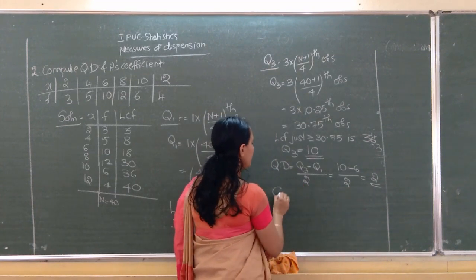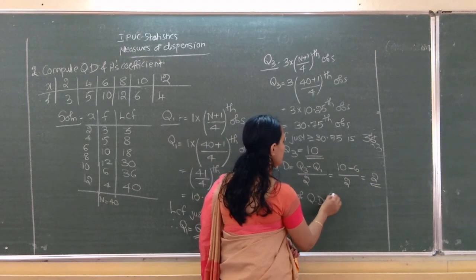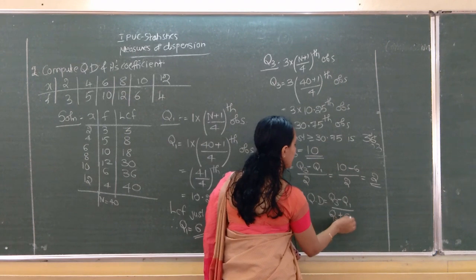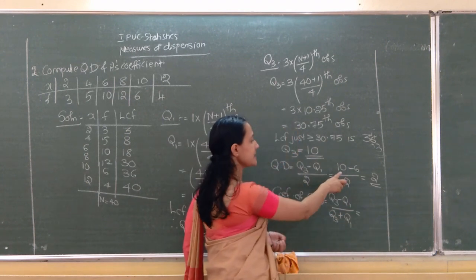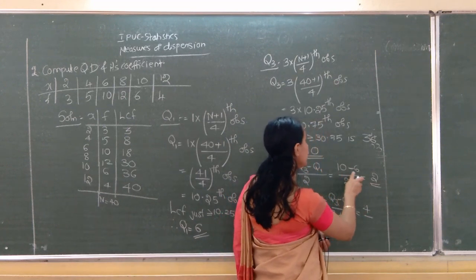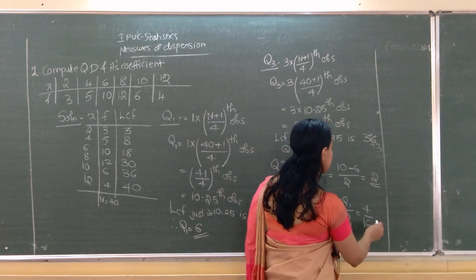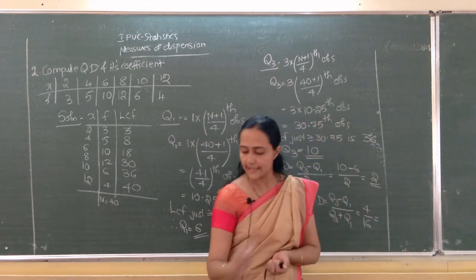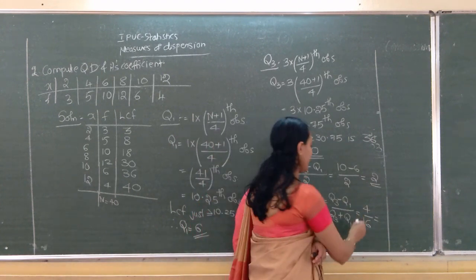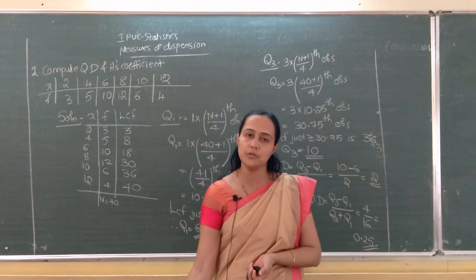Next one, coefficient of QD. Coefficient of QD is (Q3 minus Q1) divided by (Q3 plus Q1). Here Q3 minus Q1 is 10 minus 6, that is 4, divided by 10 plus 6, which is 16. 4 divided by 16 is 1 by 4, and 1 by 4 is 0.25. Answer is 0.25. It is independent of the units.